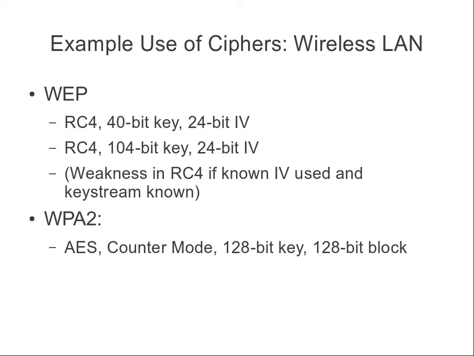What about another example? What about wireless LANs? We all use wireless LANs. In wireless LANs, you can either have your data encrypted or not. If it's not encrypted, anyone can intercept and see what you send. So it's very easy to see what I'm sending when I'm accessing the wireless LAN in SIT, because there's no encryption.